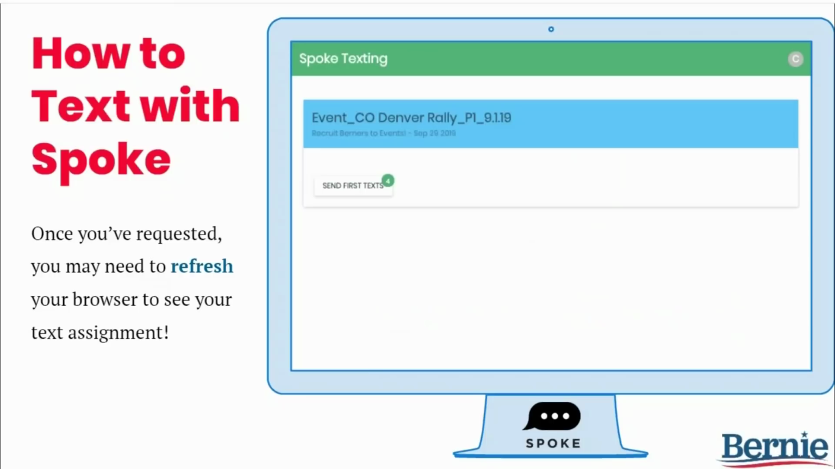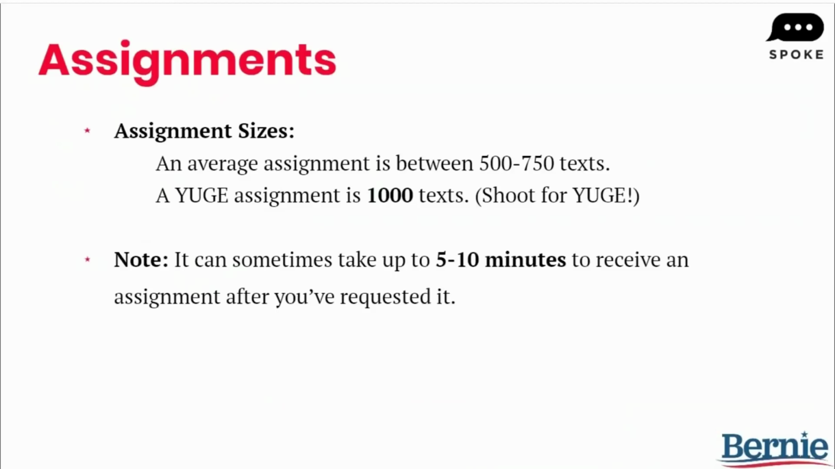After you've requested an assignment, you'll wait a few minutes for the system to assign texts to you. You'll get an announcement from Bernie TextBot in Slack when your assignment is ready. Once you get that announcement, you can refresh your Spoke to start texting. Texting assignments vary from campaign to campaign.